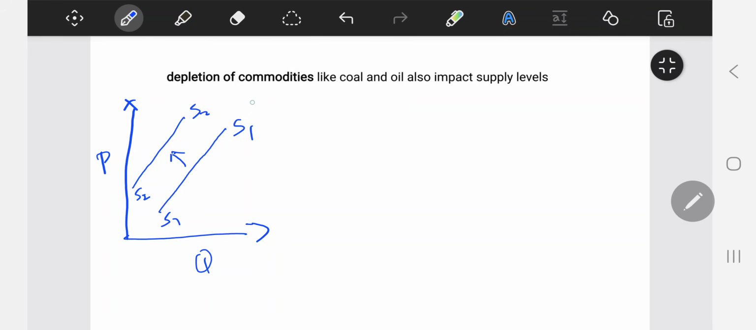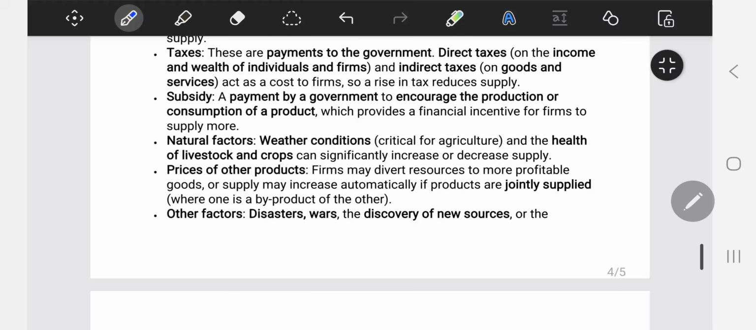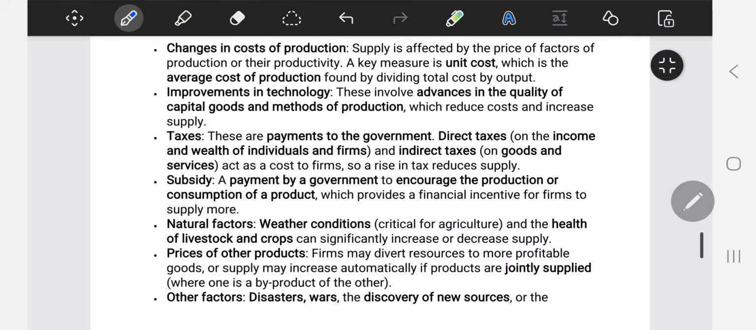So an increase in cost of production can be an increase in wages or salaries, and it's going to cause this supply curve to shift to the left. And of course, a reduction in cost of production is going to shift the supply curve to the right, to the other side. Let's look at improvements in technology.